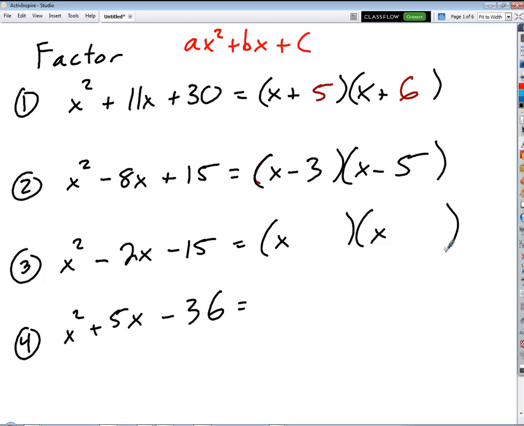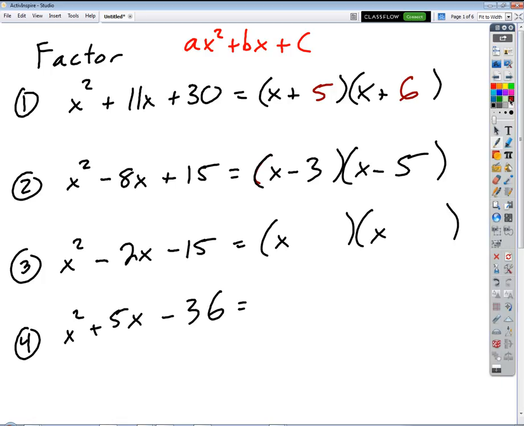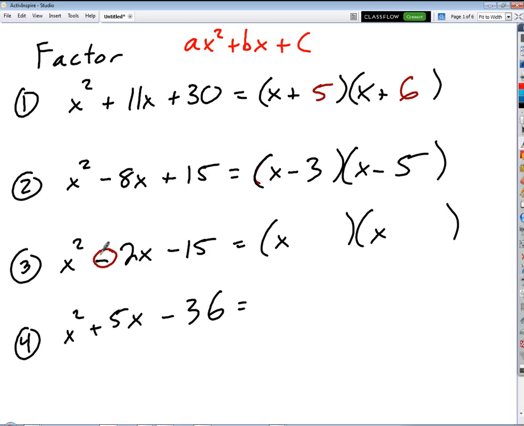Okay, next one, set up the template. Okay, now this is a little different. This time, if the numbers multiply to a negative, what does that tell you about the signs? One's negative, one's positive. Good, one's negative, one's positive. Here's what I like to do with this. I think this is helpful. If one's negative and one's positive, what I always do then is I look at the sign of B. It's negative.